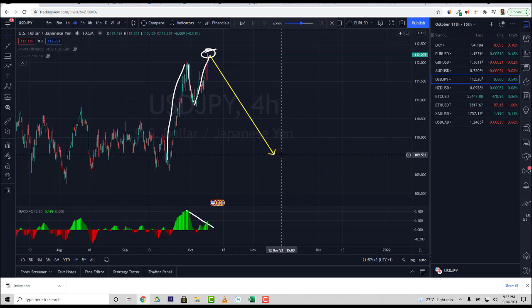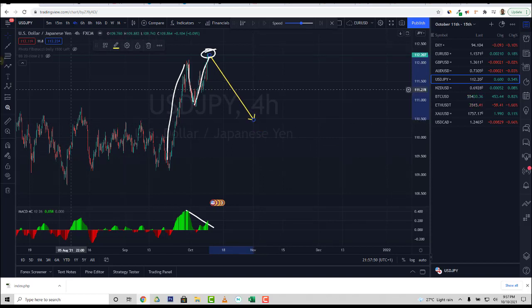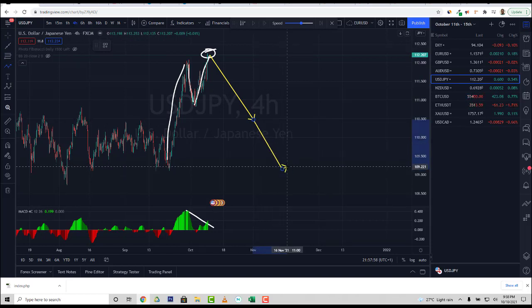So this is what I'm going to be expecting, and at least the move has to get to this zone here, and if this zone is broken, it's going to move down to this level. All right, so this could likely be my trade of the week, because this is a clear setup. So all I'll be waiting for is the setup for my sell, bang, and I'm into this trade.